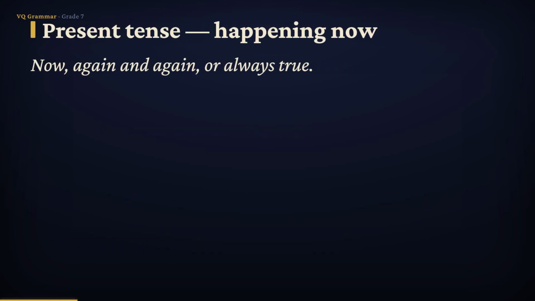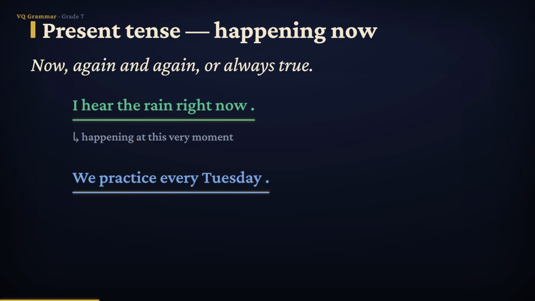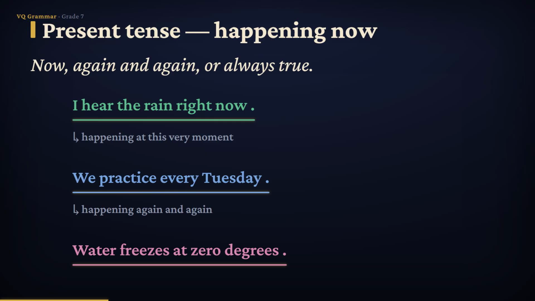So let's meet the present tense first. The present tense actually covers three situations. First, an action happening right now. I hear the rain right now, occurring as I speak. Second, an action that happens again and again. We practice every Tuesday, a regular habit. Third, a general truth that is always so. Water freezes at 0 degrees, and that simply never changes. Happening now, happening regularly, or always true, each one uses the present tense.